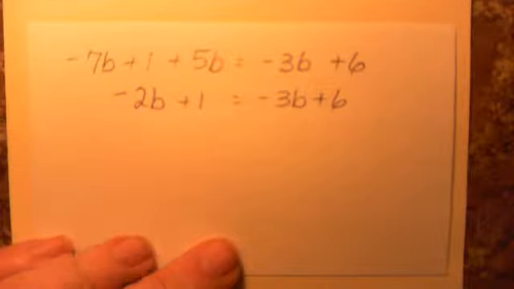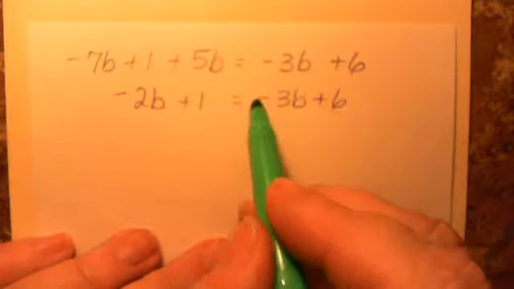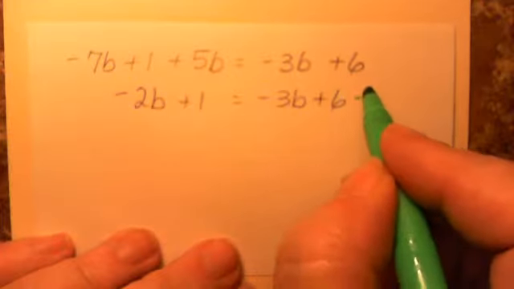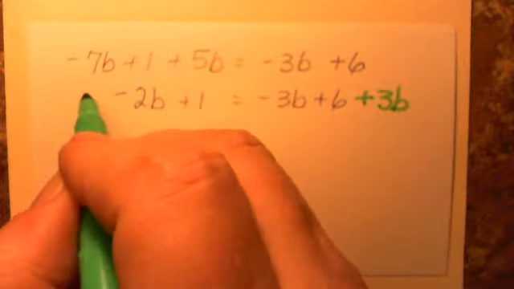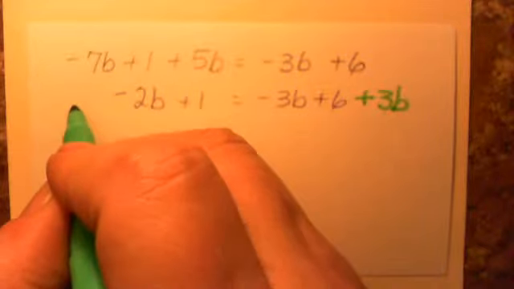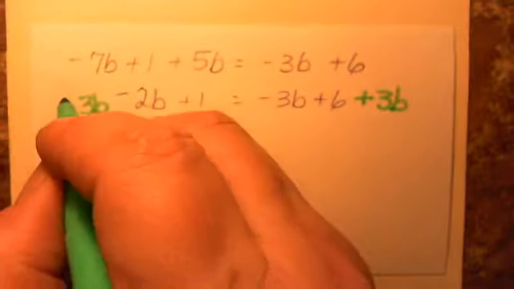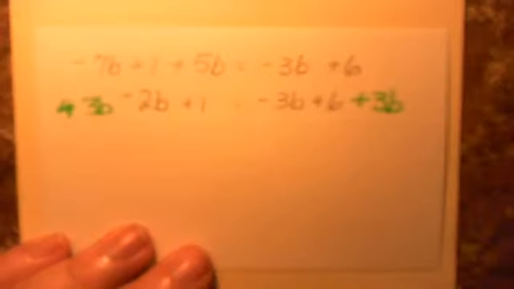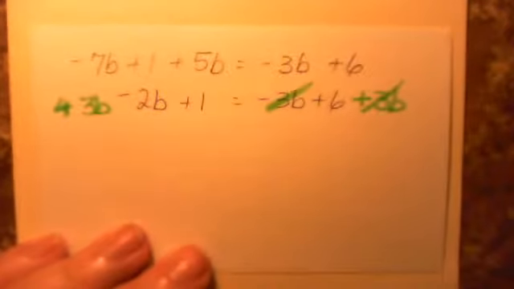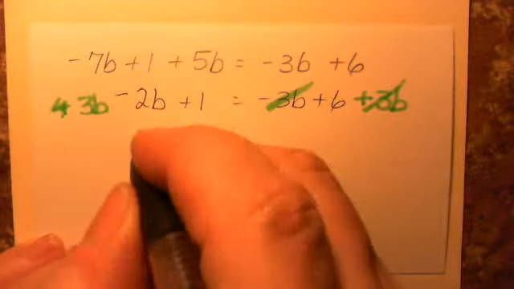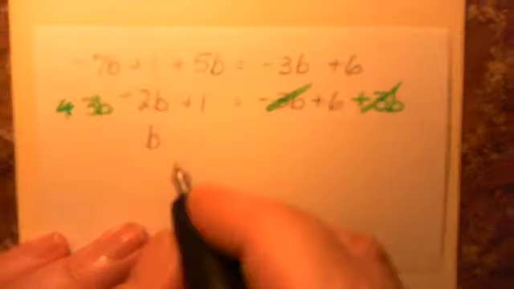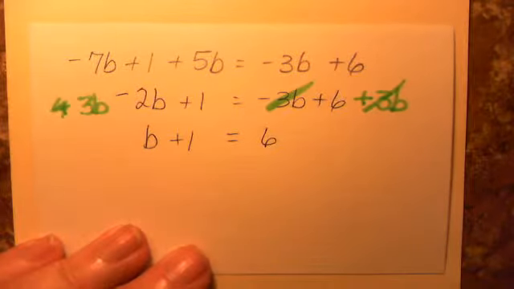Alright. Now if we want all the b terms to one side, how could we zero out minus 3b with a plus 3b and a plus 3b on this side? Okay, 3b plus 3b. Don't really need to show that plus on this side, do you? Okay. Now that zeroes out the b's on this side, and over here 3b minus 2b leaves us 1b. I won't write the 1. Bring down your plus 1, and on this side all we have left is 6.